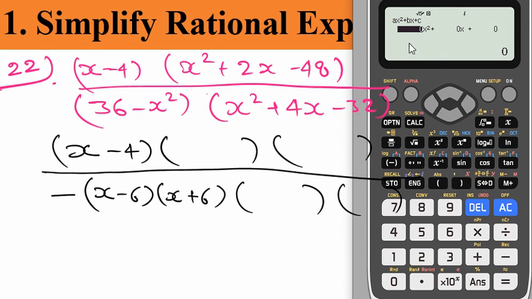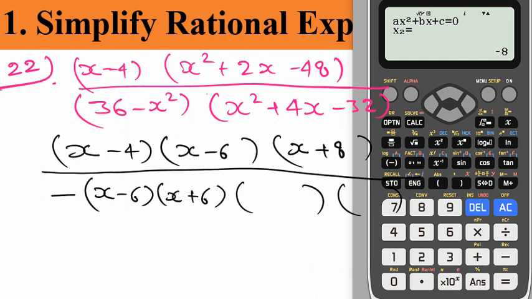Using the calculator, A is 1, B is 2, C is negative 48, and that will give you one factor as x minus 6. So don't make that mistake. This is plus 6, change it to minus 6. That is minus 8, so that will give you x plus 8.